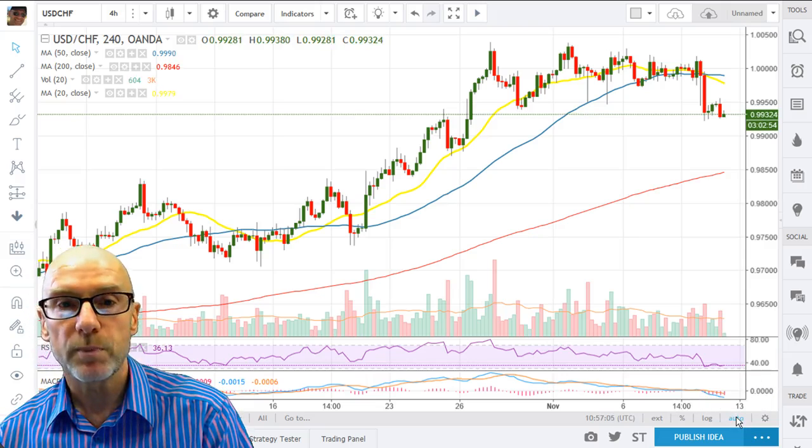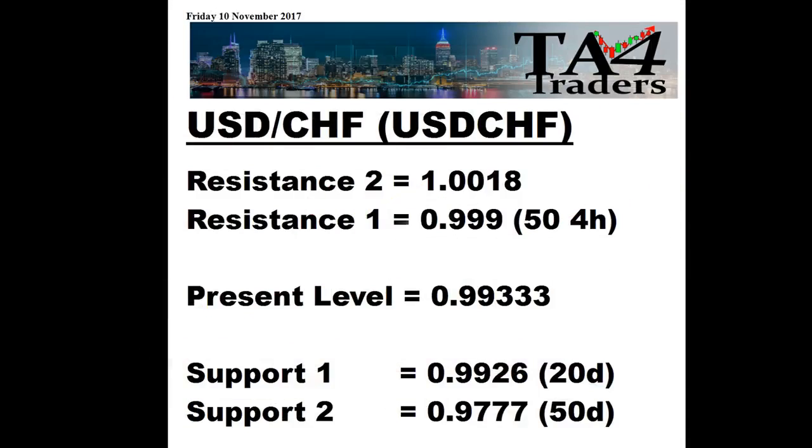Looking at the support and resistance levels, we've got resistance at the 50 on the 4-hour as that tracks down. That's at 99.90, and then we've got resistance from a high from a couple of days ago, 1.0018. The key support, as I've mentioned previously, is the 20-day at 99.26, and then the second support from the 50-day at 97.77.